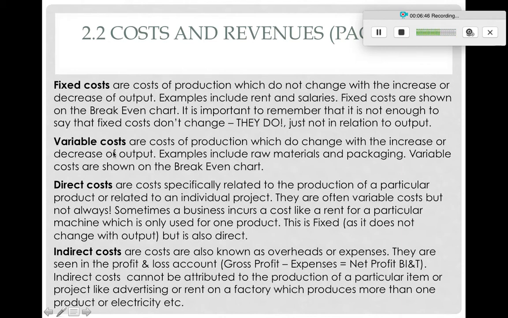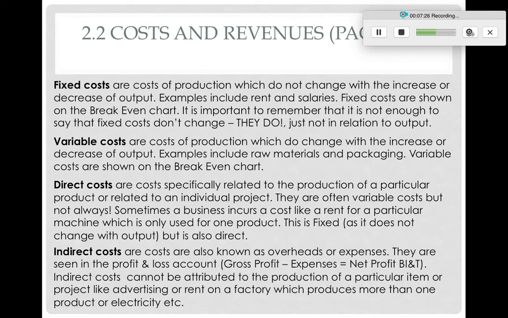An indirect cost. Again, this could be both variable or fixed, but in this case, they are costs known as overheads or expenses that are seen in the profit and loss account, and they are not attributed to the production of a particular item or project. In the profit and loss account, we would say gross profit minus expenses equals net profit before interest and tax. Expenses is indirect costs. So indirect costs, otherwise known as overheads or expenses. They're not attributed to the production of a particular item or product, like advertising or rent on a factory which produces more than one product or an electricity bill, for example.